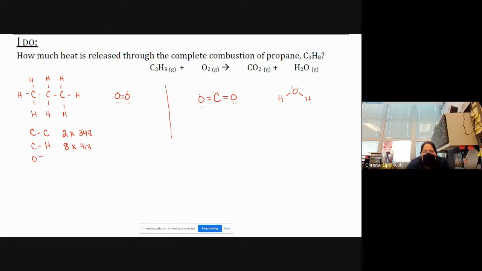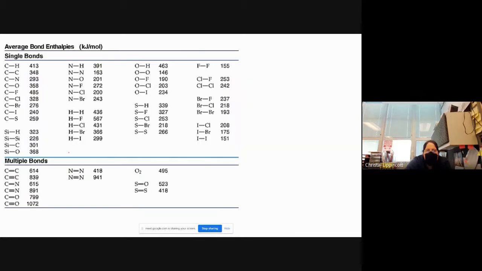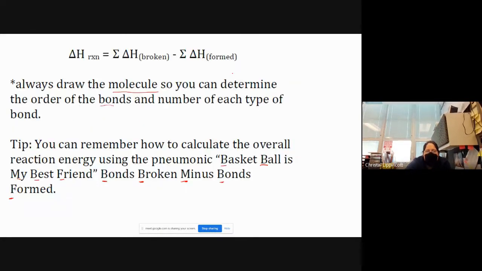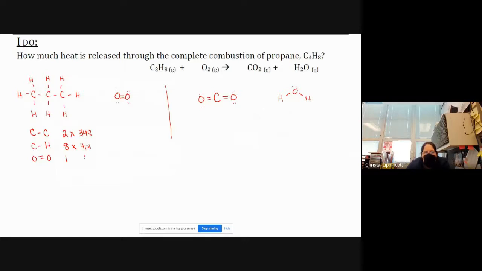And then we've got a double bond for our oxygen, and we've got one of those. So we got to go back and find that guy. O double bond here it says is 495. All right. So we're going to multiply these through, and we're going to add them together.